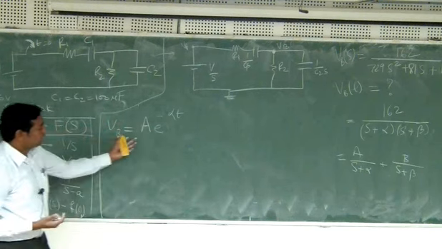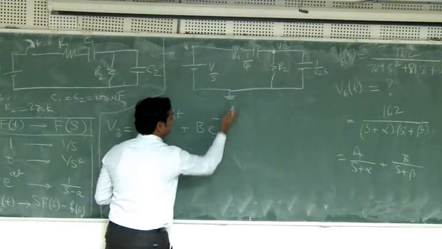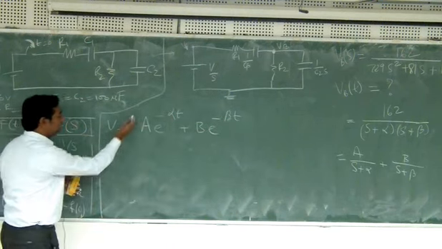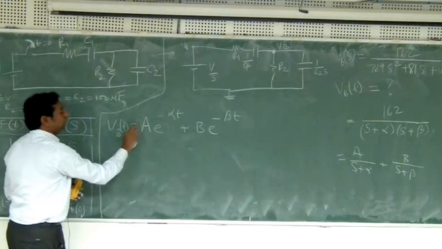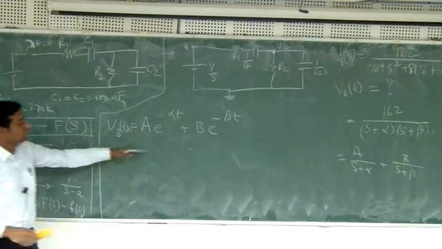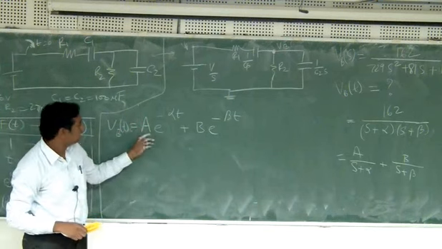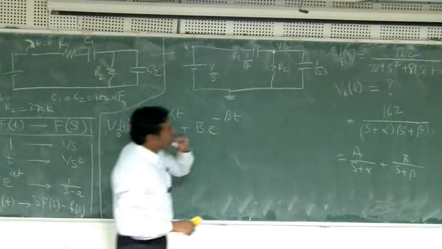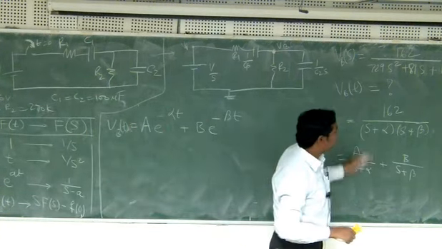From this term, I will get this part of the answer, then plus B into e to the power of minus beta t. So this is my final answer, VB of t. This is what I am interested in finding out: what is A, what is alpha, what is B, what is beta. So now you have to find the roots of the equation and all these things.